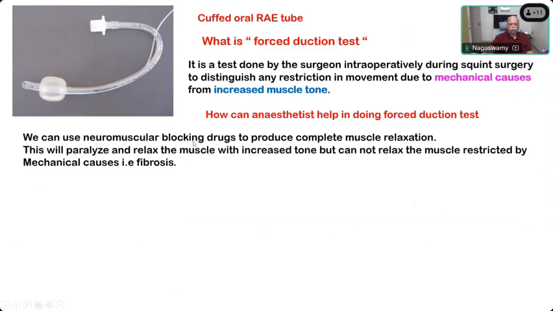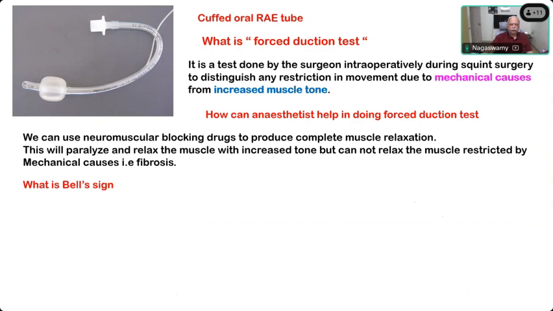We can use neuromuscular blocking drugs to produce complete muscle relaxation. This will paralyze and relax the muscle with increased tone, but cannot relax the muscle restricted by mechanical cause or fibrosis. Oh, sorry, this has to be done by complete paralysis, not to resume, but during initial stages before resection, some surgeons may like to do the test. At that time, it can be done as I told about hexamethonium and then spontaneous respiration.